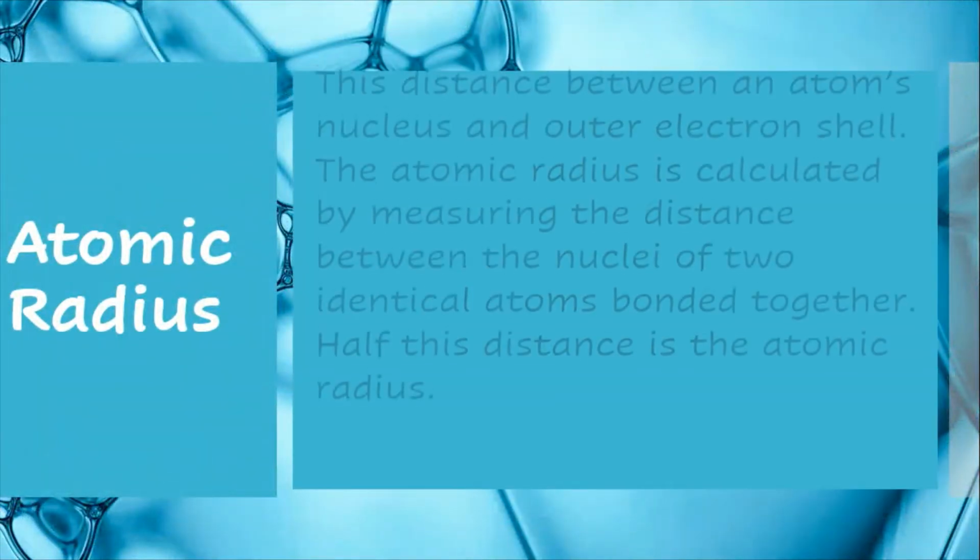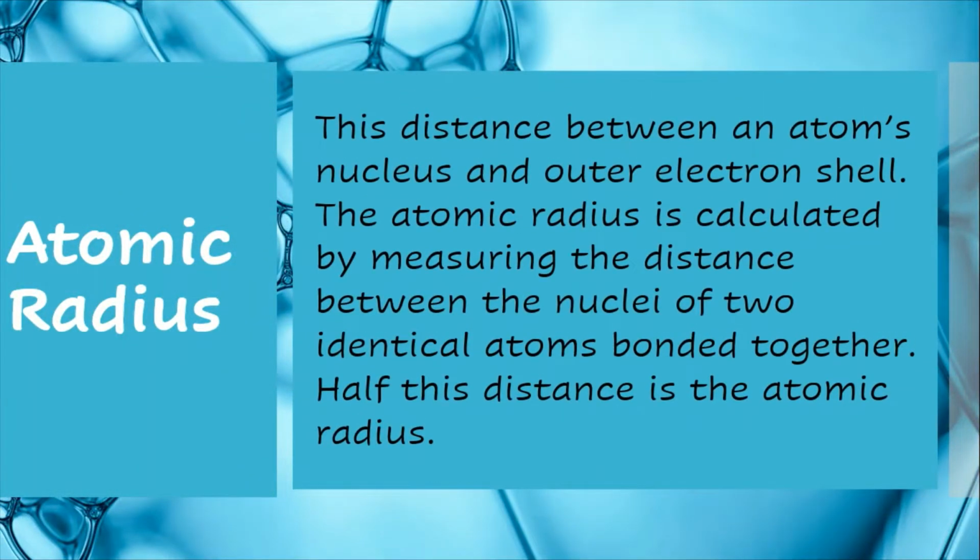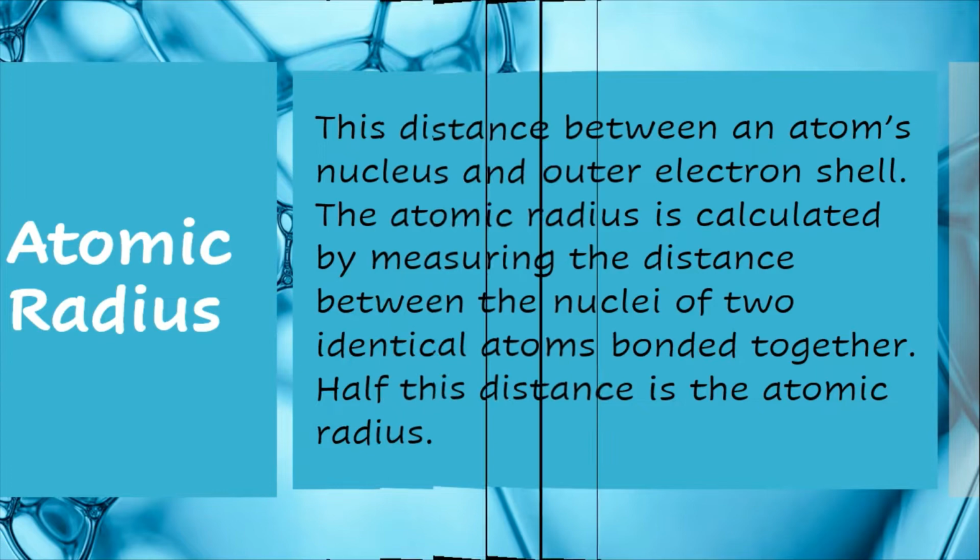Atomic radius. This is the distance between an atom's nucleus and the outer electron shell. The atomic radius is calculated by measuring the distance between the nuclei of two identical atoms bonded together. Half this distance is the atomic radius.